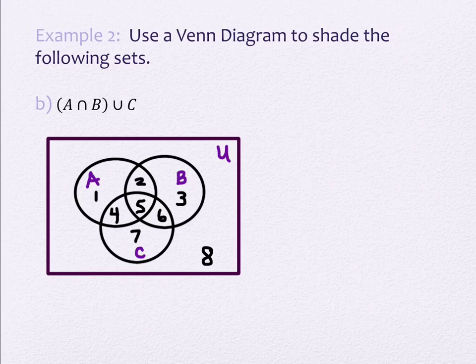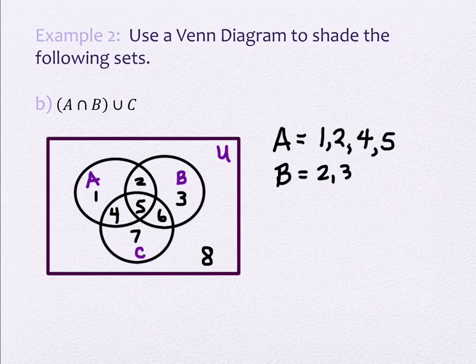Okay. So I mentioned on the last problem that when there are parentheses, we're going to work from the parentheses from the inside out. So I'm going to start inside my parentheses, and inside my parentheses are A and B. So this isn't a complement, this is A. So what numbers do you see located inside any portion of circle A? 1, 2, 4, 5. Same thing for B. What numbers are inside circle B? 2, 3, 6. Excellent.